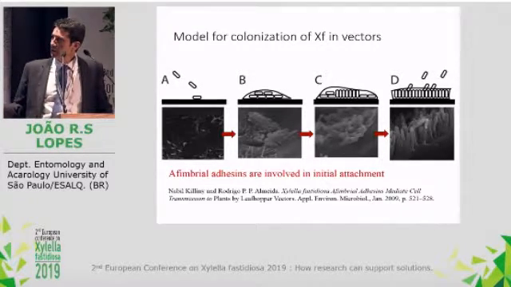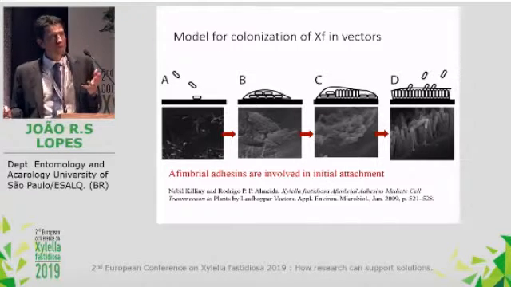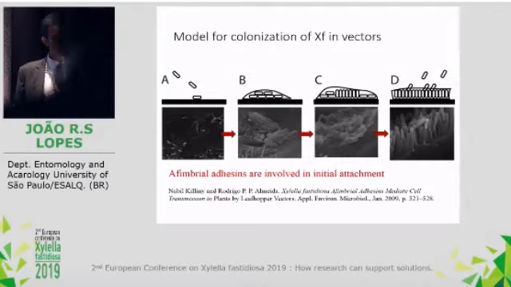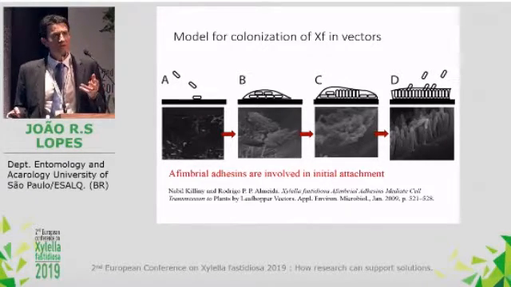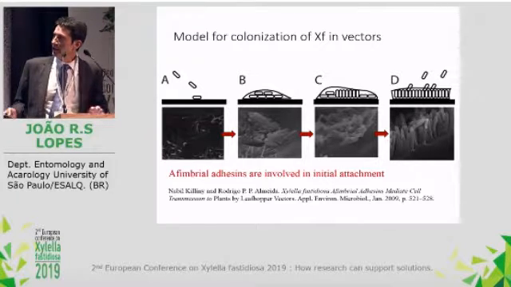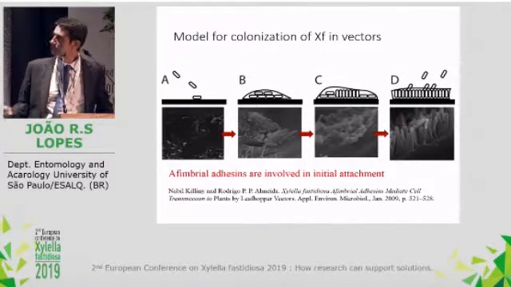For example, there are two major types of proteins in the membrane. One type is fimbrial proteins, like pili. The other is afimbrial proteins, like afimbrial adhesins.